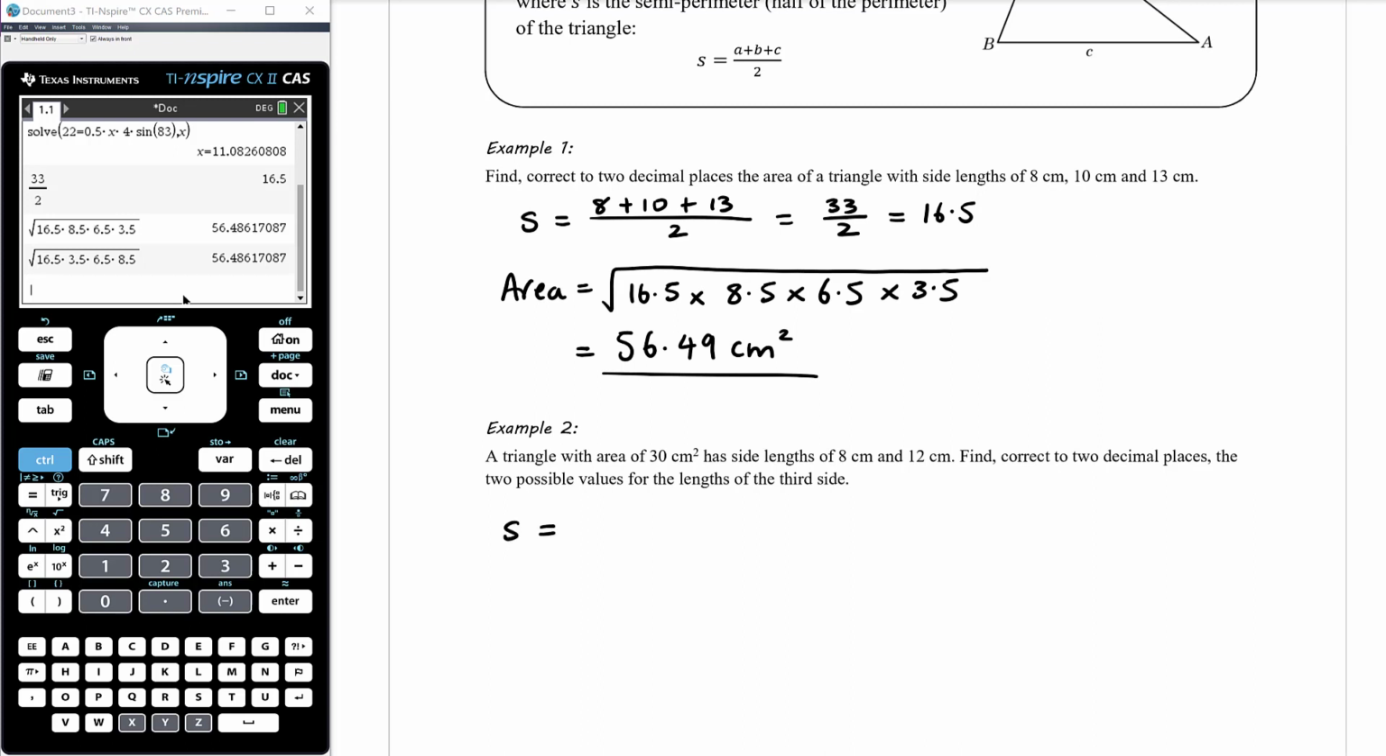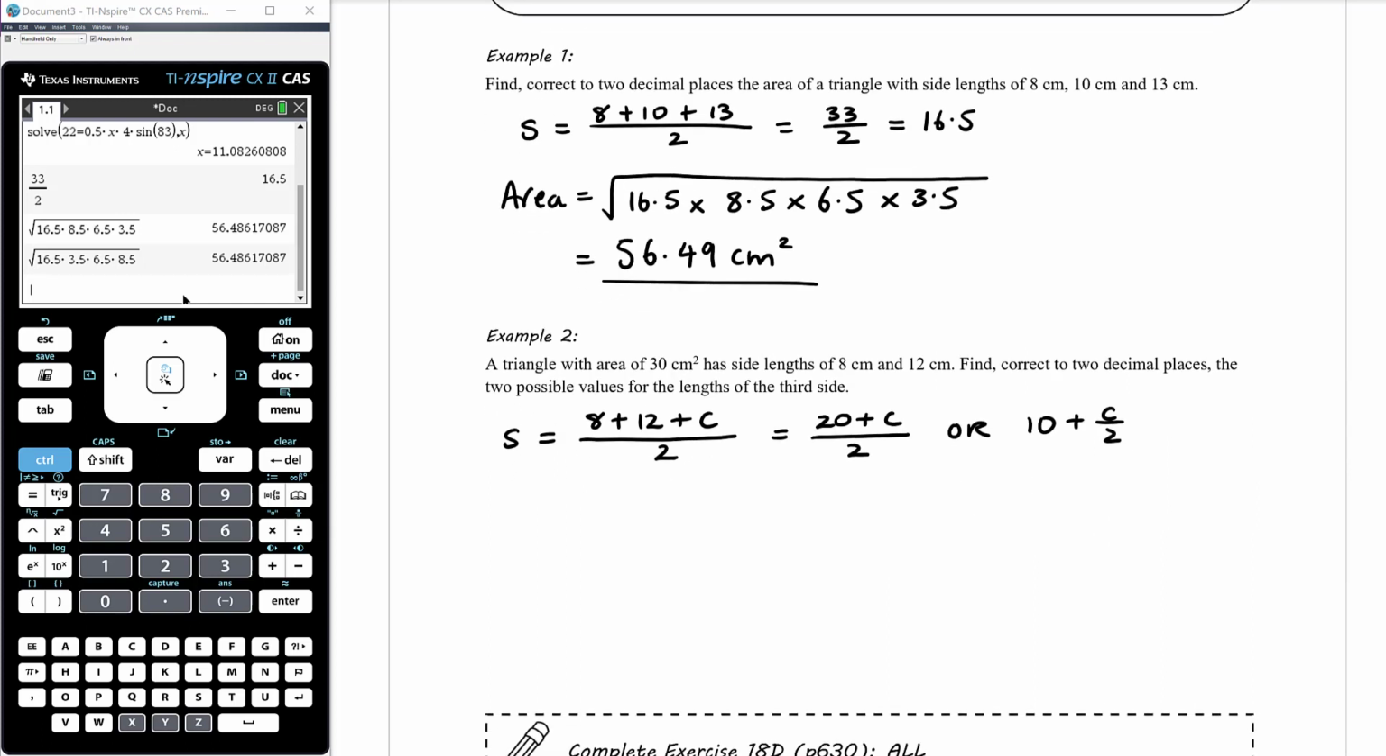We know S is going to be 8 plus 12 plus the third side that we don't know, divided by 2. Okay, so that is 20 plus C divided by 2. If you want, you can write that as 20 divided by 2, which is 10, plus C on 2. I'm just going to leave it as that personally. It's up to you.